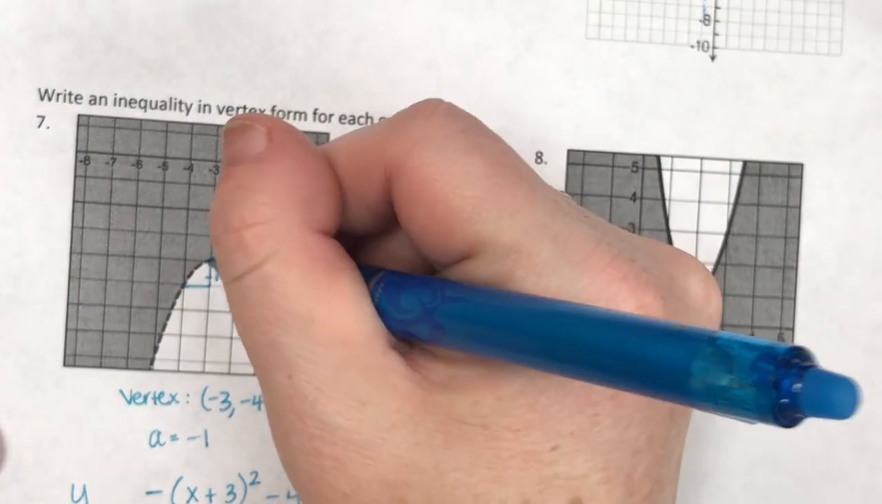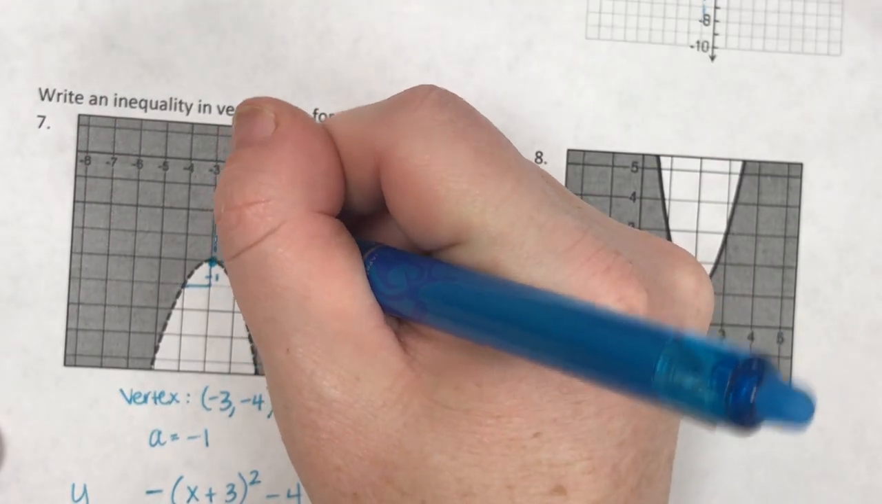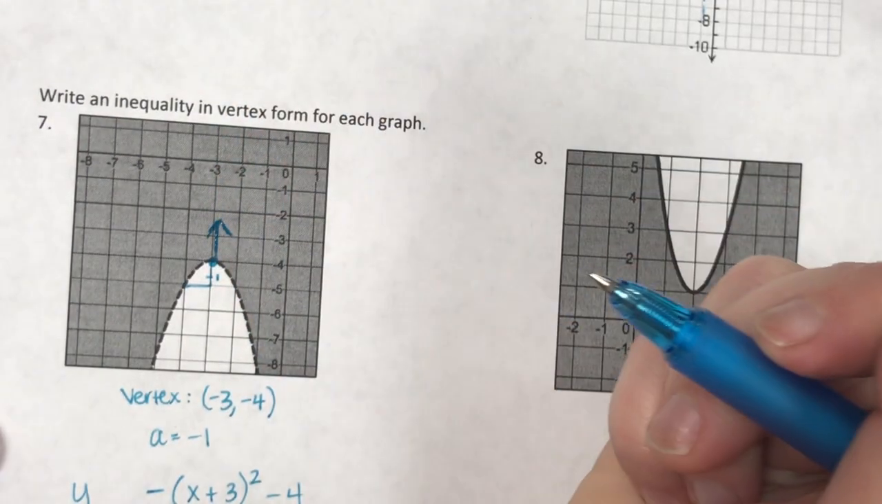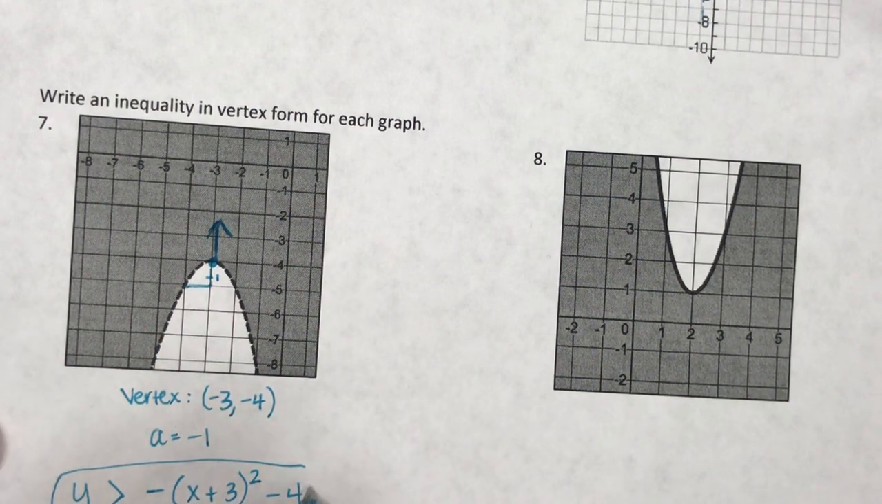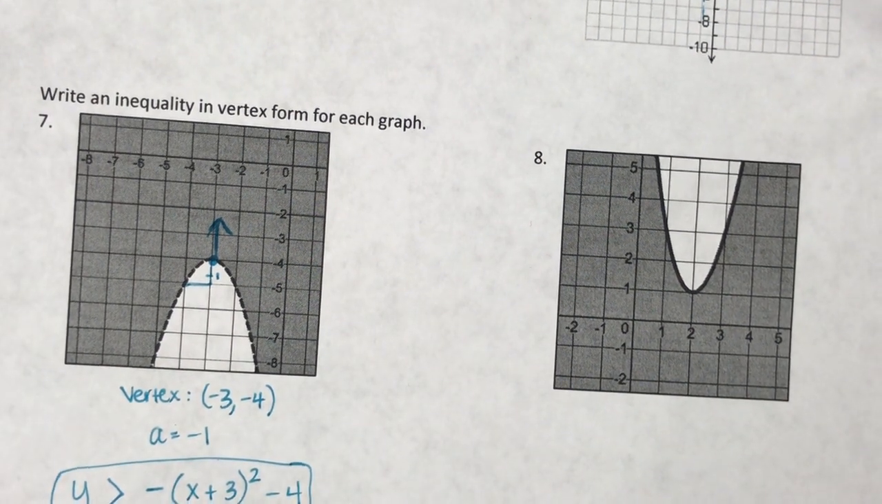Now we are shading relative to the vertex, we are shading above. So that's going to be greater than, and it's a dotted line, so it does not need to be greater than or equals to.